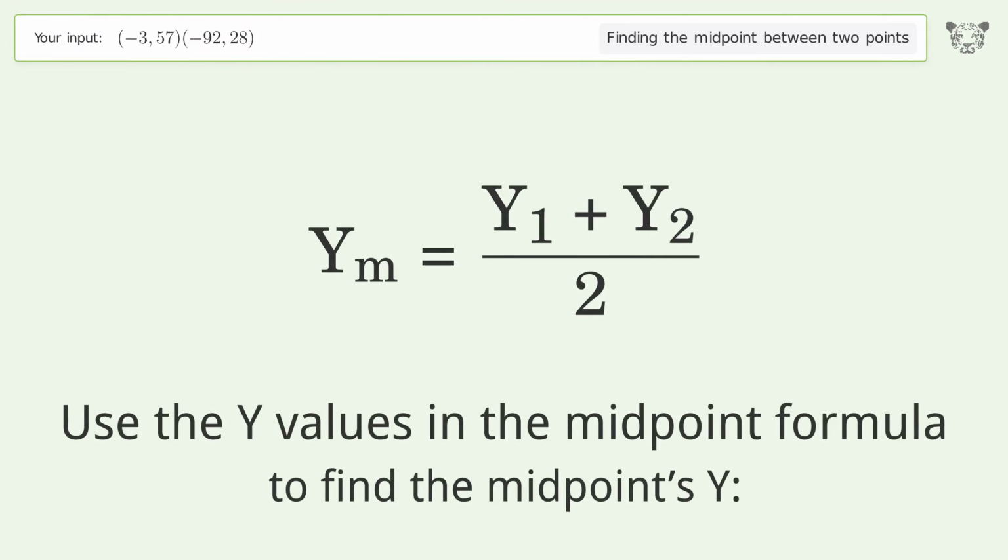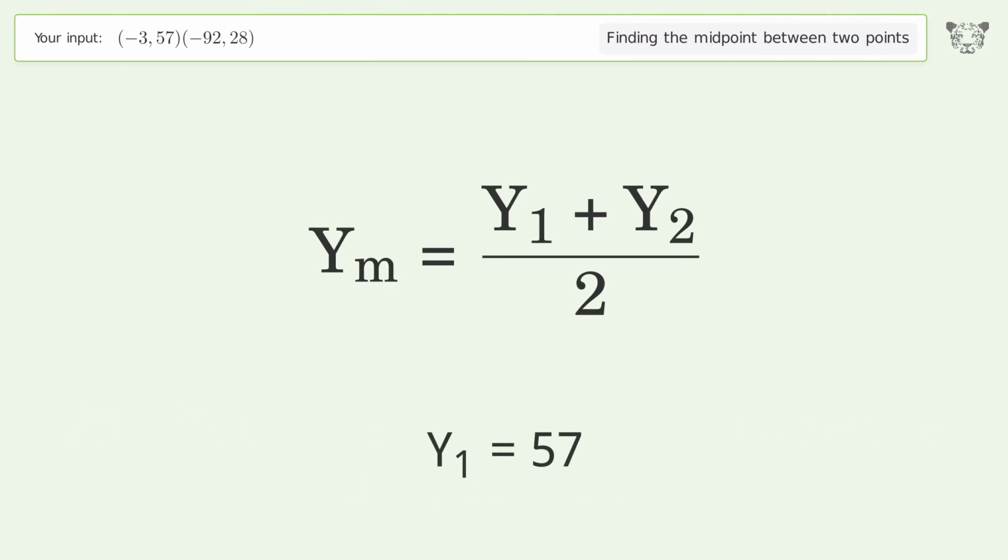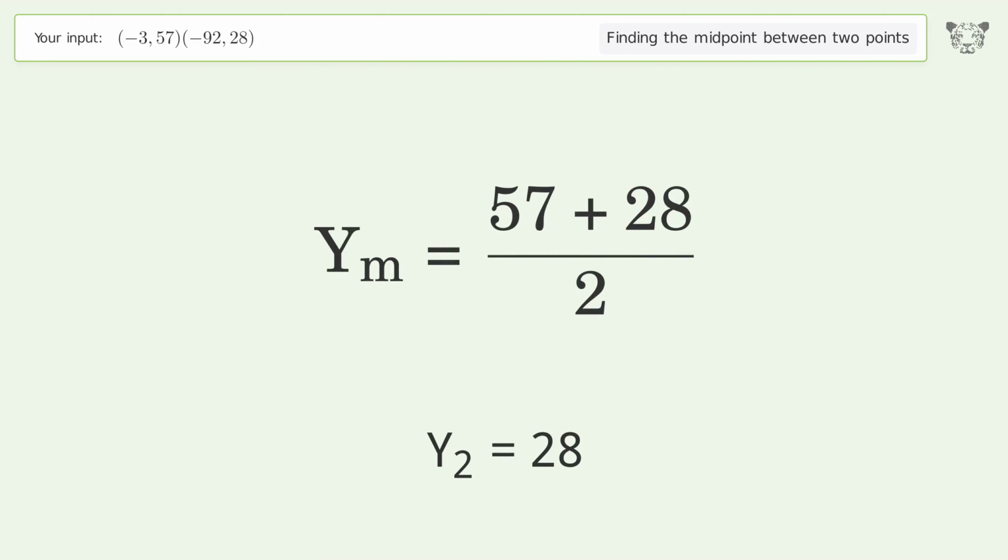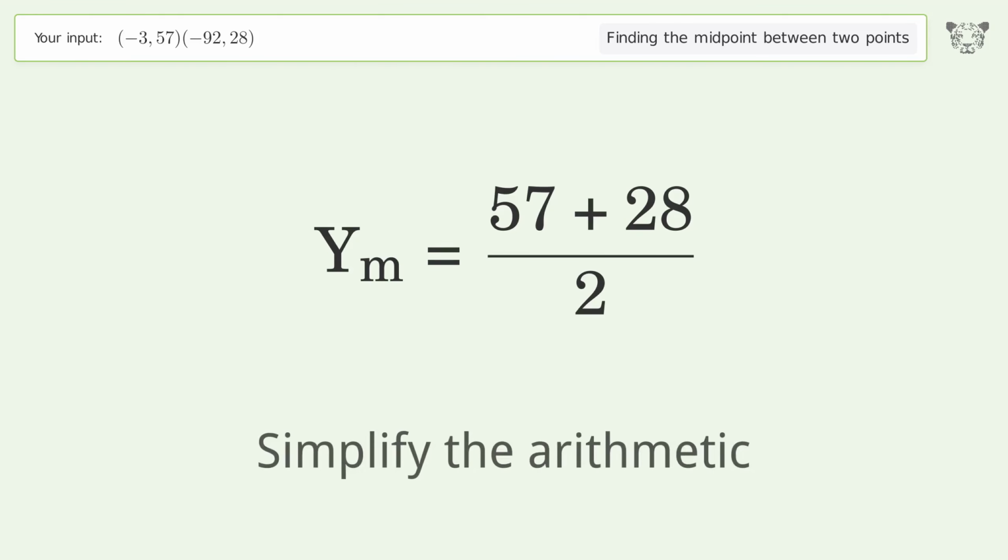Use the y values in the midpoint formula to find the midpoint's y. y1 equals 57. y2 equals 28. Simplify the arithmetic.